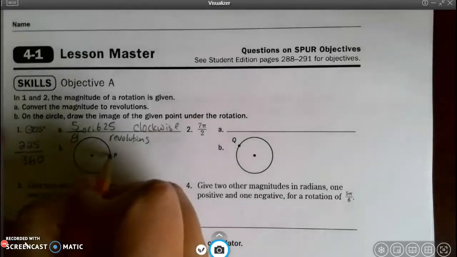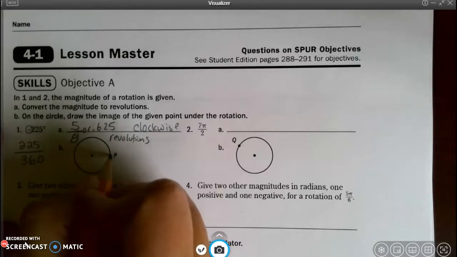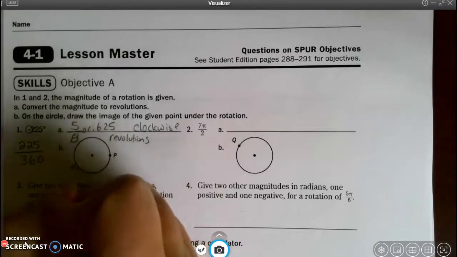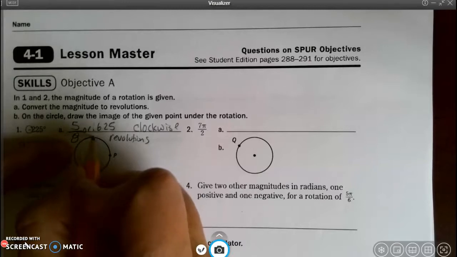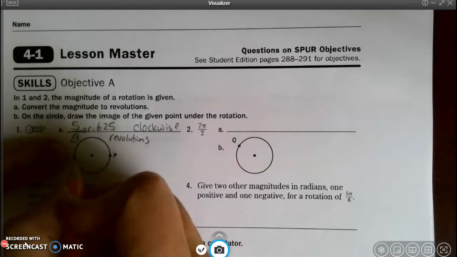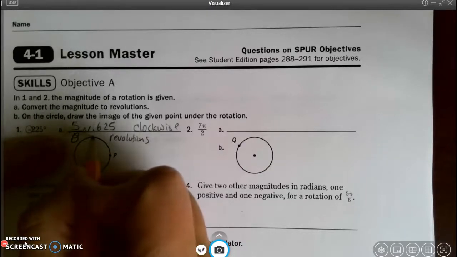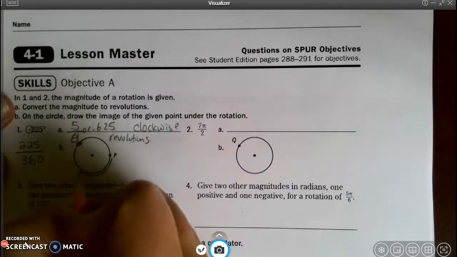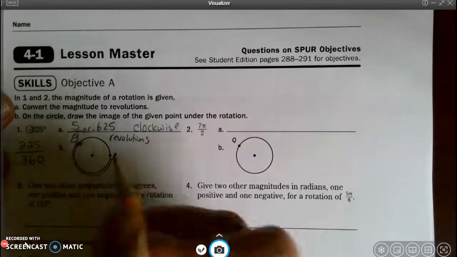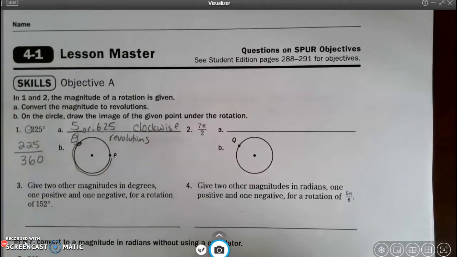All right. So part B says on the circle, draw the image of the given point under the rotation. So I start here, I'm going to go clockwise 225 degrees. I know that this is 180 degrees, so that's halfway. If I want another 90, that would be 270. So I know that the 225 has to be somewhere in between the 180 and the 270. So I'm just going to put that right about there. And it would go around to around there. Not exactly there, but close.